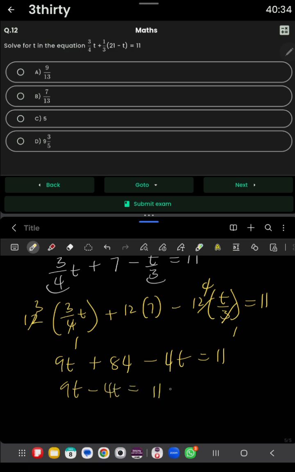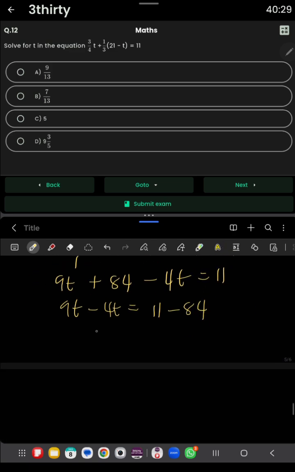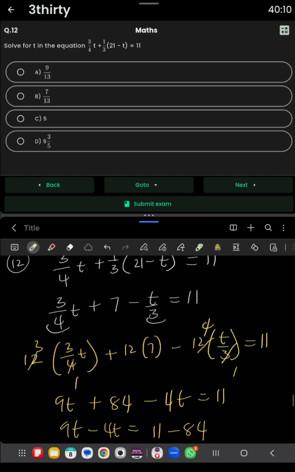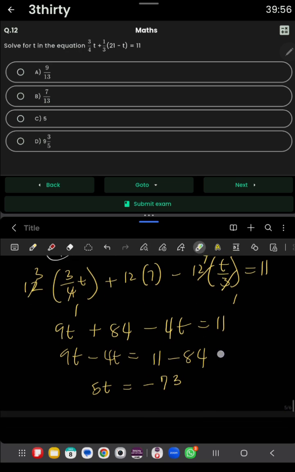So you have 90 minus 4T equal to 11 minus 84. So I'm already seeing the problem. This gives us 5T equals minus 73, which is none of the answers here, except I made a mistake. So multiply by 12: 4 into 12 is 3, 3 times 3 is 9, yes, 7 times 12 is 84, yeah. So I don't think I made a mistake, so let me just finish this up.